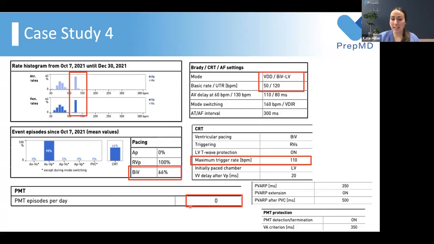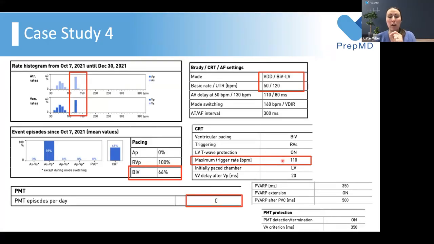We'll notice the PMT counter. Biotronik doesn't record PMT episodes, but in certain devices there is the PMT counter. This is showing that they've had no PMTs. PVARP is already programmed to 350, which is pretty long. Biotronik also has this parameter called the VA criterion. And basically what that means is in order for an episode to be classified as PMT, the VA interval during the tachycardia needs to be less than this programmed VA criterion. So here it's 350.